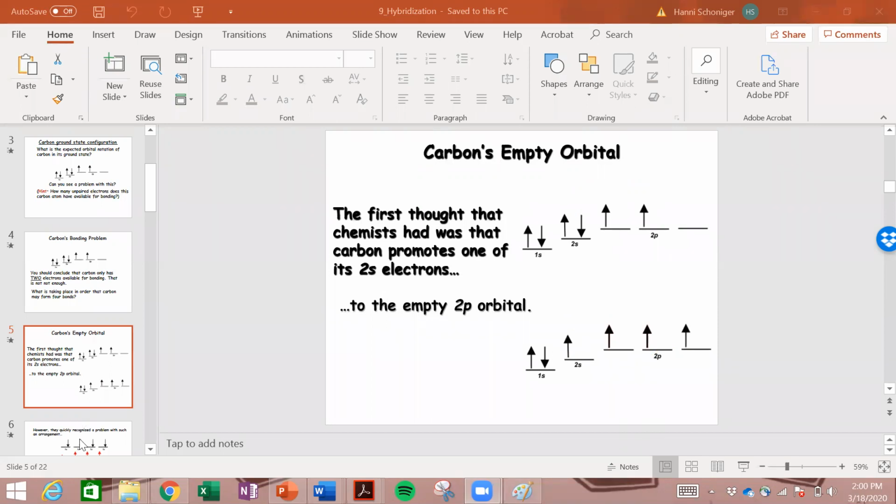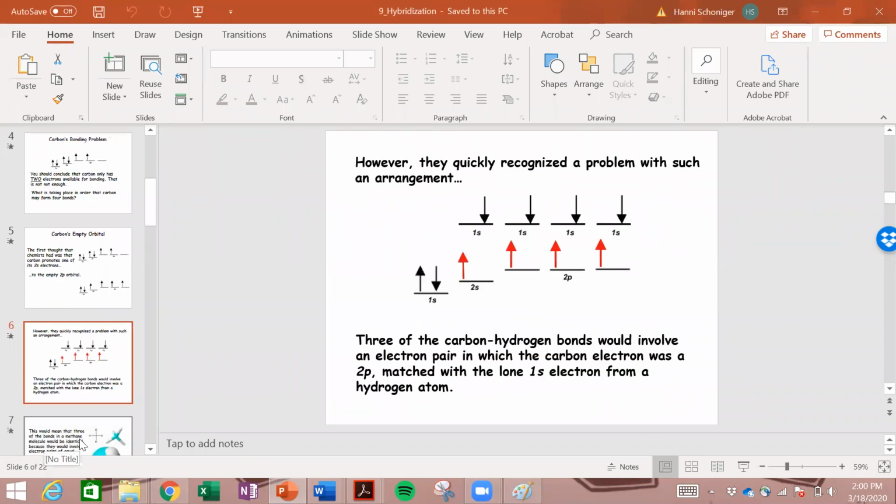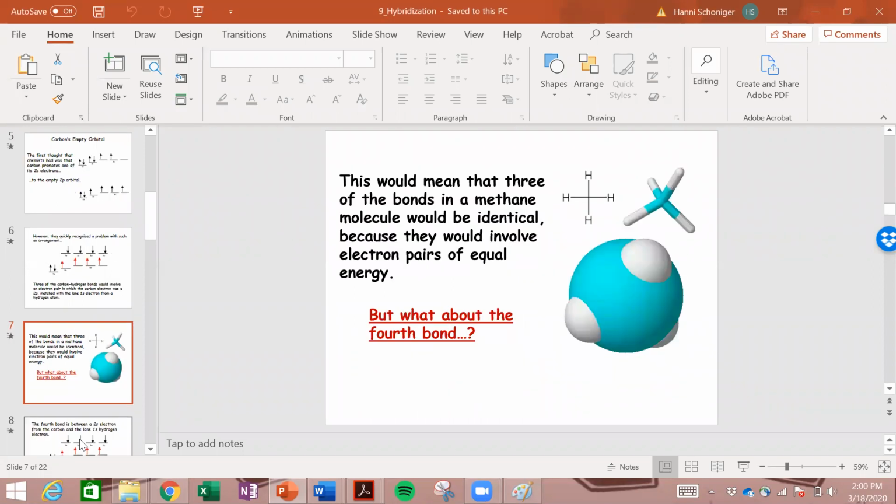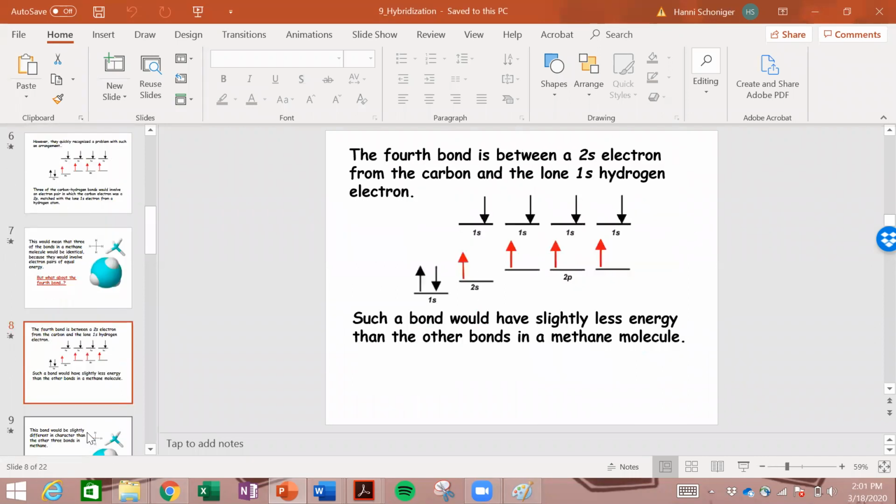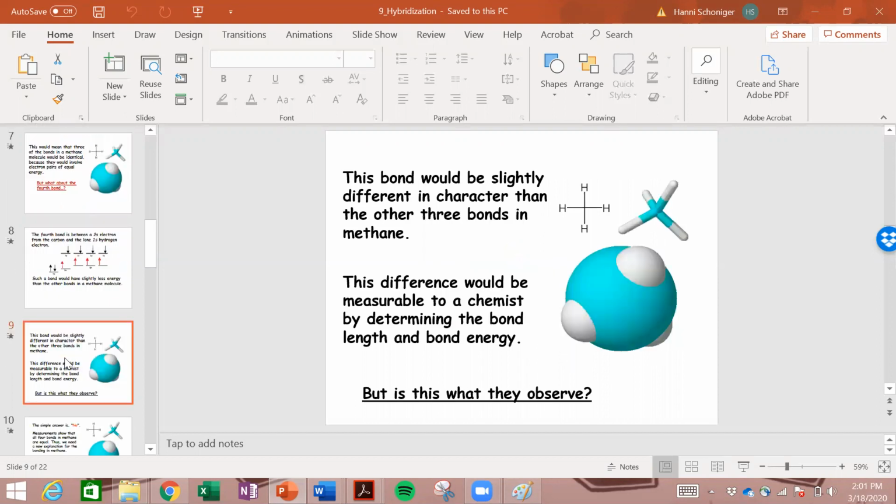If we look at the next slide, at CH4, the carbon is in the middle, at the intersection between those 2 lines. There are 1, 2, 3, 4 things that can be attached to it. When there are 4 things attached, it's going to create an sp3 hybridization. What we mean by that is the 2s and the 2p fuse together, and such a bond would have slightly less energy than the other bonds in the methane molecule, because they become a lower energy level than normal.